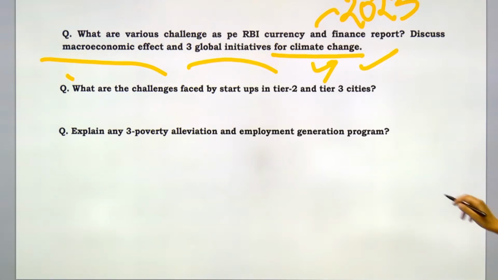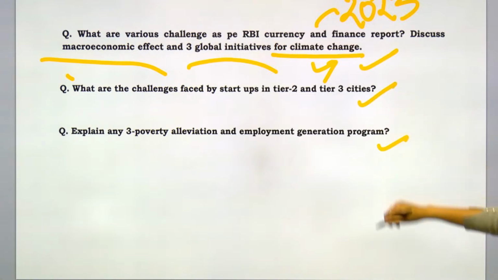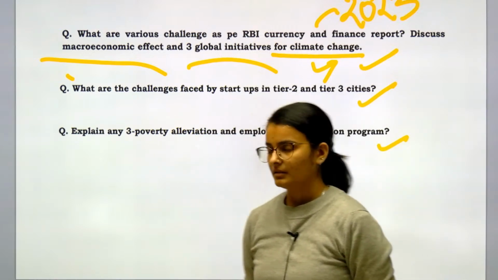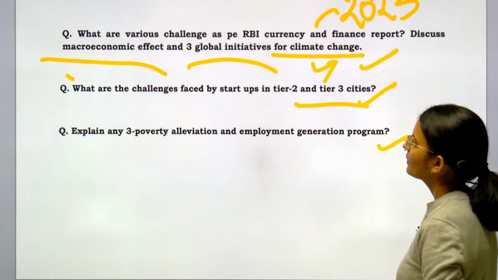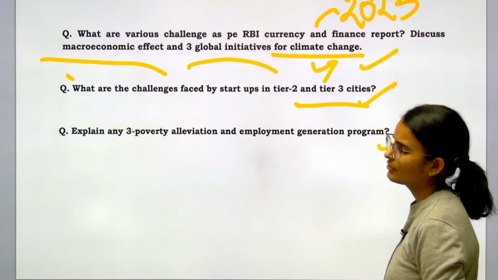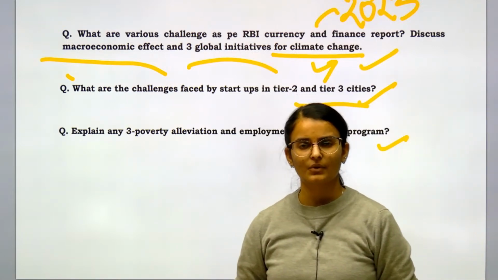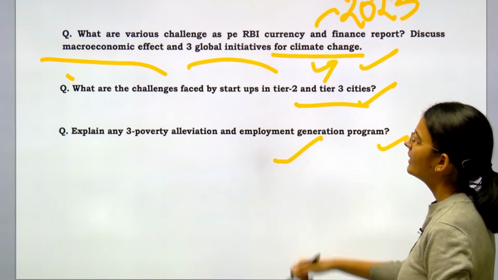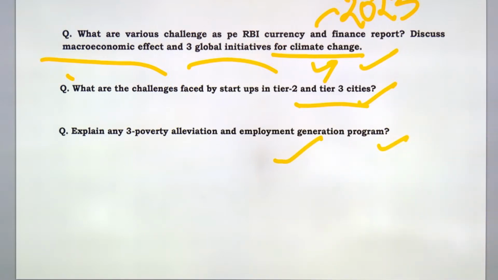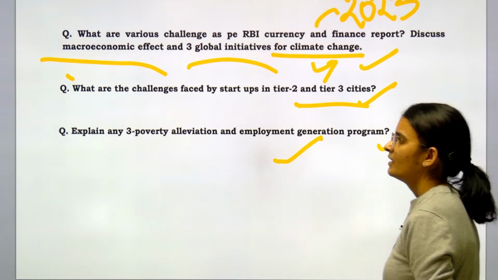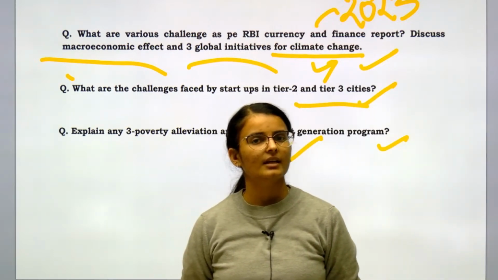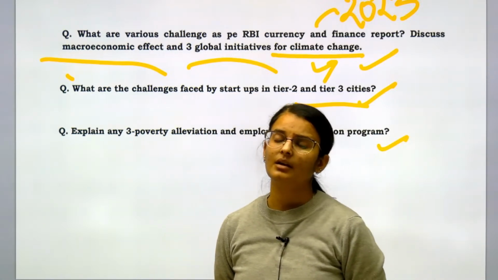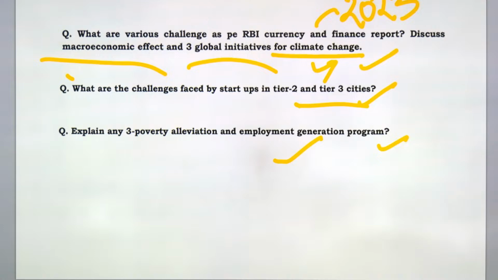Okay, now next question. What are the challenges faced by startups in tier 2 and tier 3 cities? So this was the question in 2023 also. We are talking about startups. What are the challenges faced by these startups in tier 2, tier 3 cities? Descriptive question. Explain any 3 poverty alleviation and employment generation programs. So you have to be very thorough with the schemes, that what is the mission of the scheme or any program or any portal that the government is launching. Okay.